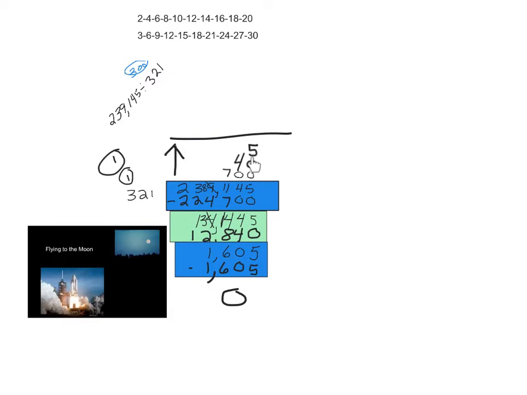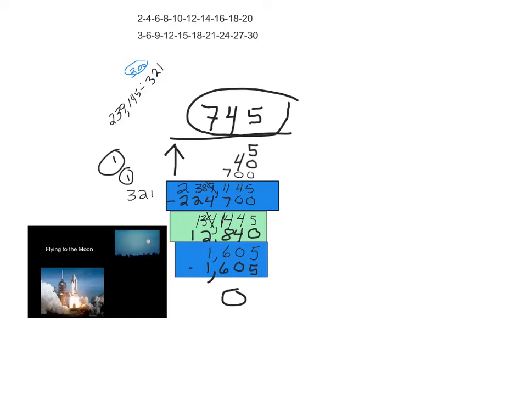So 0 plus 5 is going to give me 5 in the ones column. And then I've got 0 and 4 is going to give me 4 in the tens column. And then I've got 7 and nothing is going to give me 7 in the 100s column, right? So your answer is 745.